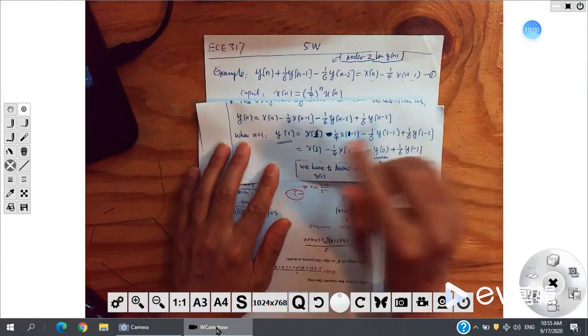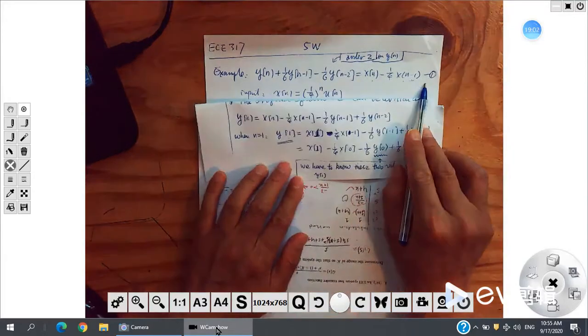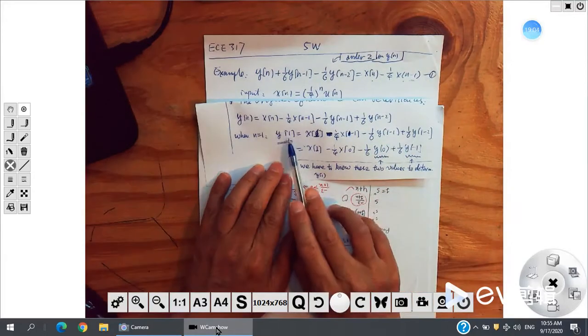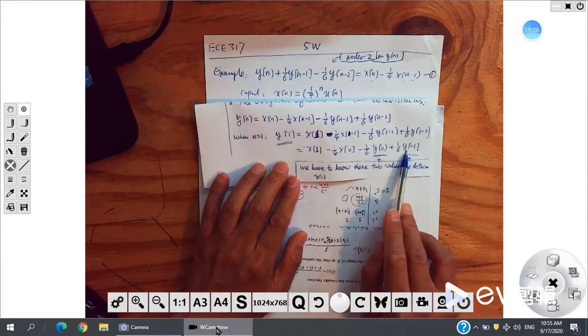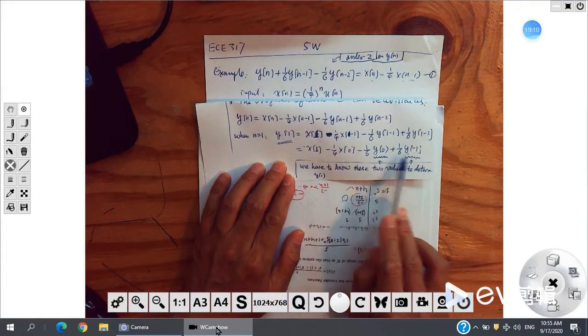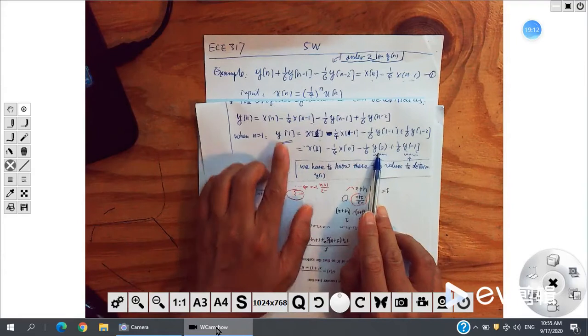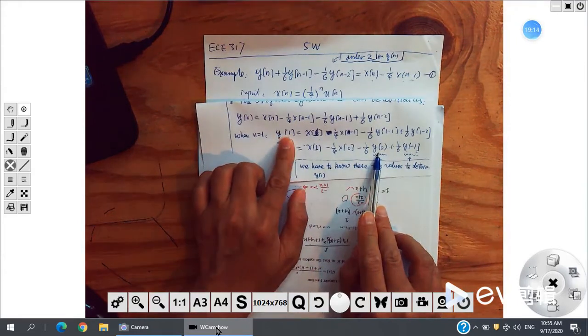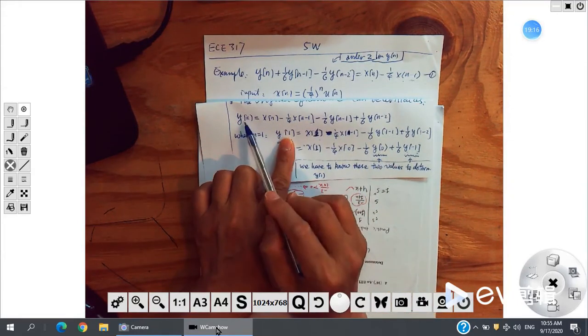This is the original one. Now, when n is 1, I get this. So by this way, we can determine y of 1 if these two values are given. After I get y of 1, I can get y of 2.